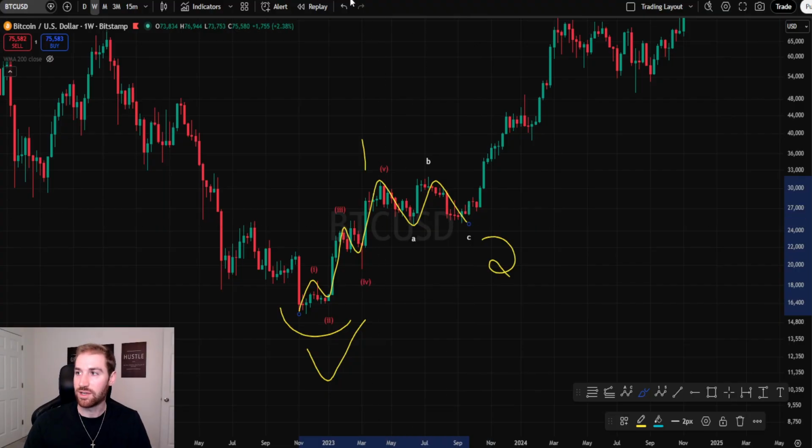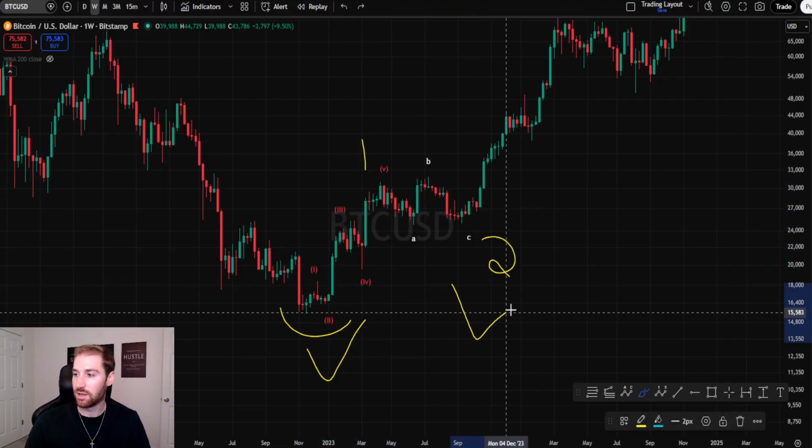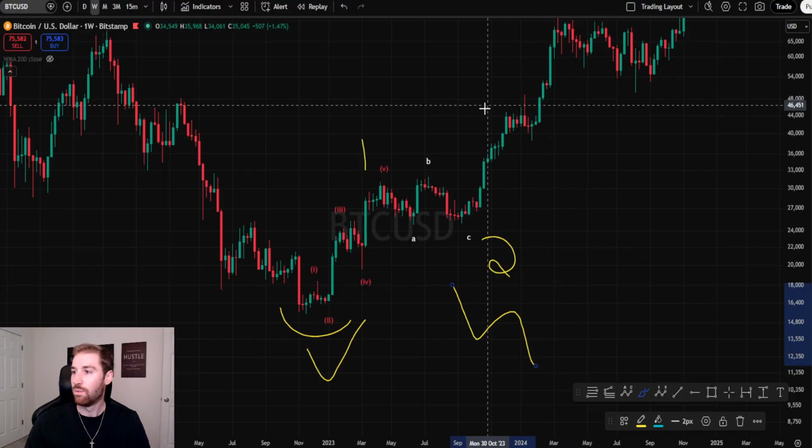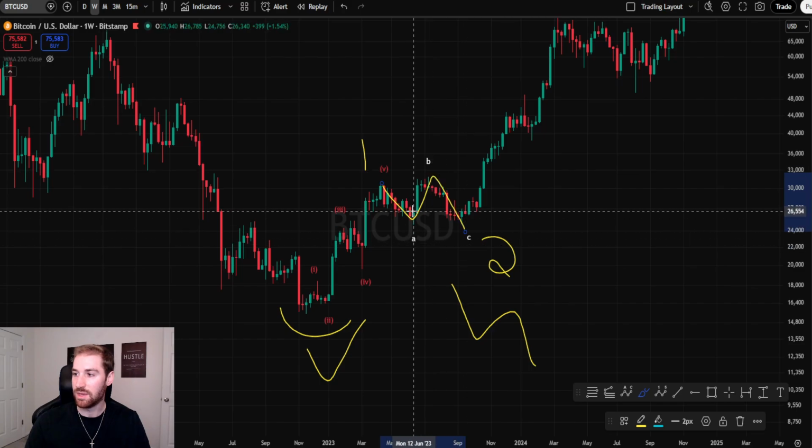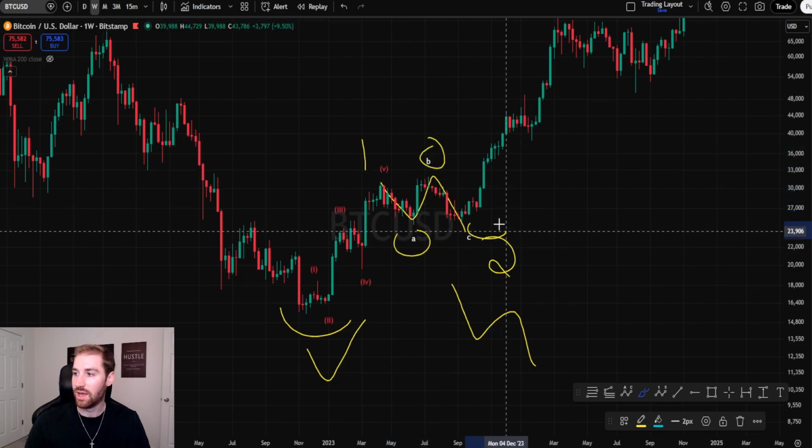An example of a corrective wave, just as we discussed, happens in 3 waves. What do we have here on Bitcoin? A wave down, a wave up, a wave down. So this could be A wave, B wave, and C wave.